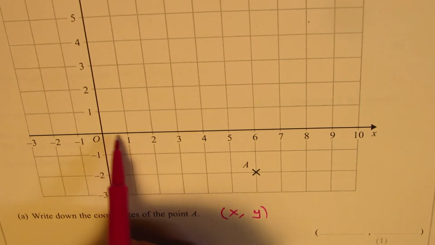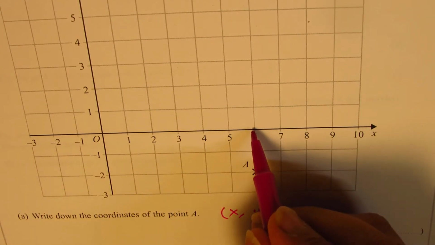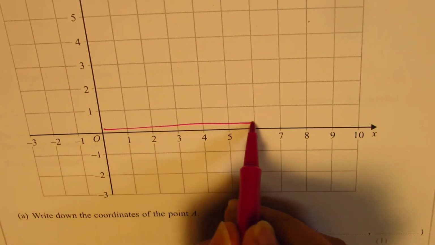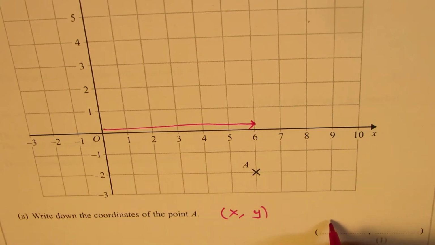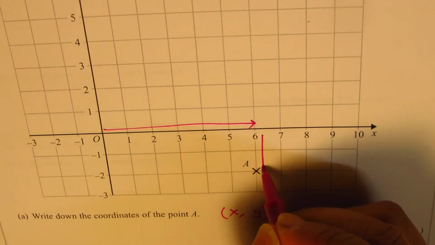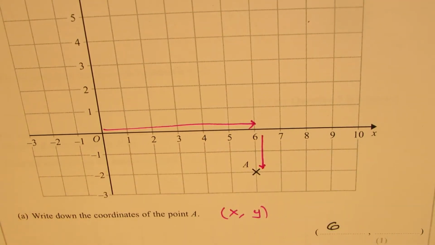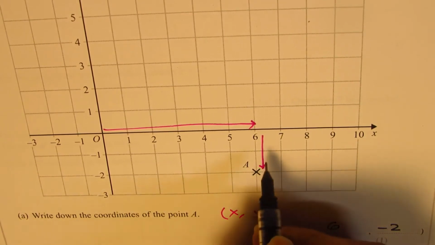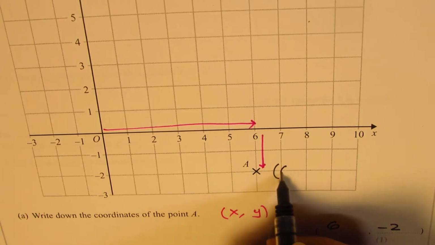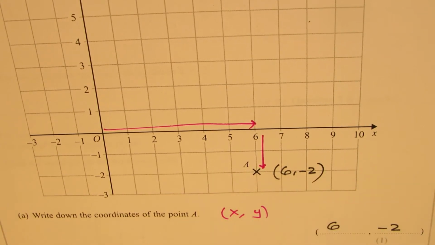So you move 1, 2, 3, 4, 5, 6 to the right. So you move in this direction. That is 6. So you write 6 first. And then comma, move down. Since you're moving down to minus 2, the answer will be minus 2. So that becomes the coordinate of point A. So point A here is 6, minus 2. Clear? Let's move on and see the part B now.